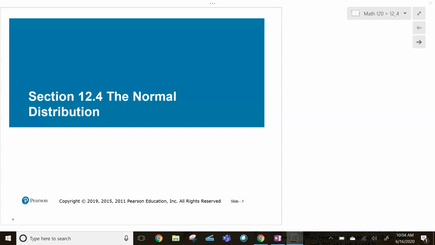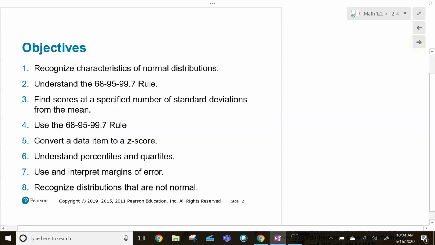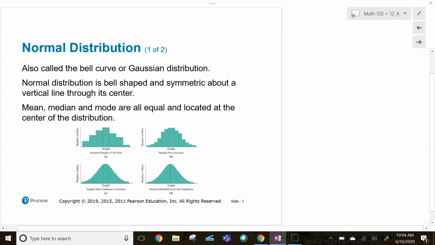Going to take a look at the normal distribution and also the 68, 95, 99.7 rule, and we'll go from there. There's our objectives for today. All right, the normal distribution. It's also referred to as the bell curve or the Gaussian distribution. So it's bell-shaped and it's symmetric about a vertical line through the center. Now your mean, median, and mode are all at the center of the distribution.